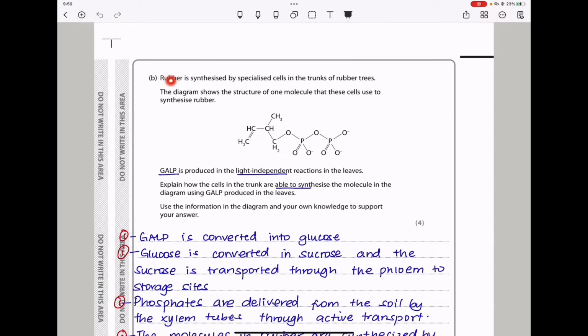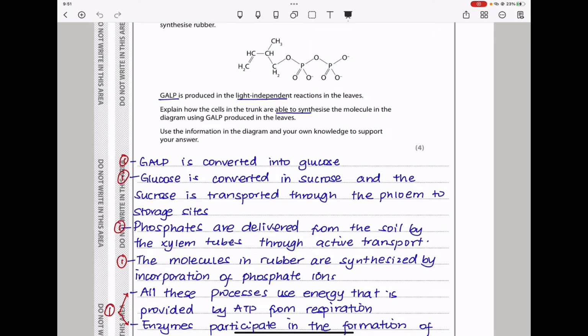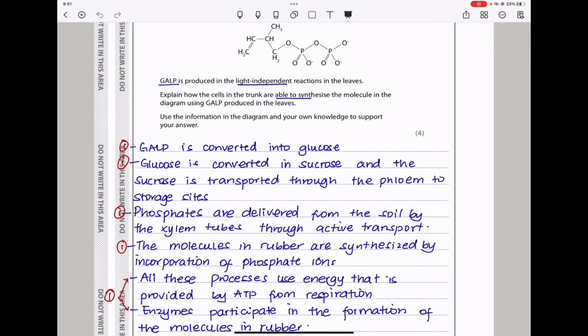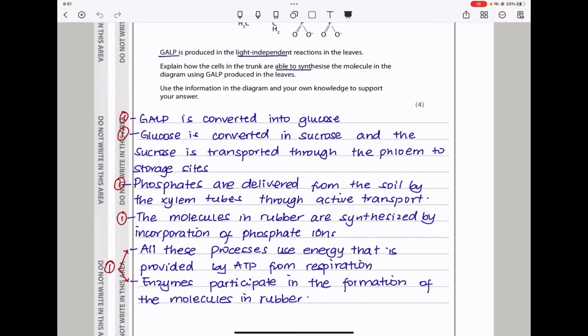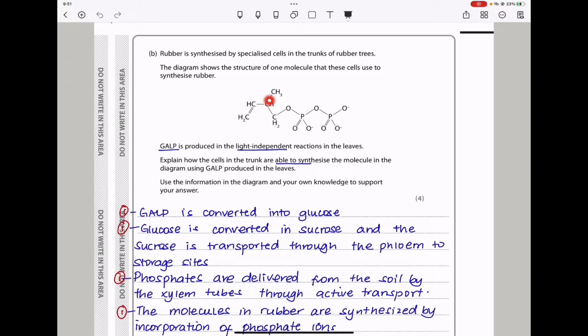In part B, rubber is synthesized by specialized cells in the trunks of rubber trees. The diagram shows the structure of one molecule that these cells use to synthesize rubber, and this is the molecule. They say GALP is produced in the light-independent reactions in the leaves. Explain how the cells in the trunk are able to synthesize the molecules in the diagram using GALP produced in the leaves, and they want you to use the information in the diagram and your own knowledge to support your answer. If we look at this molecule, there is carbon and hydrogen as well as oxygen. These could come from photosynthesis. However, there are atoms of phosphorus, and these are going to come from phosphates.